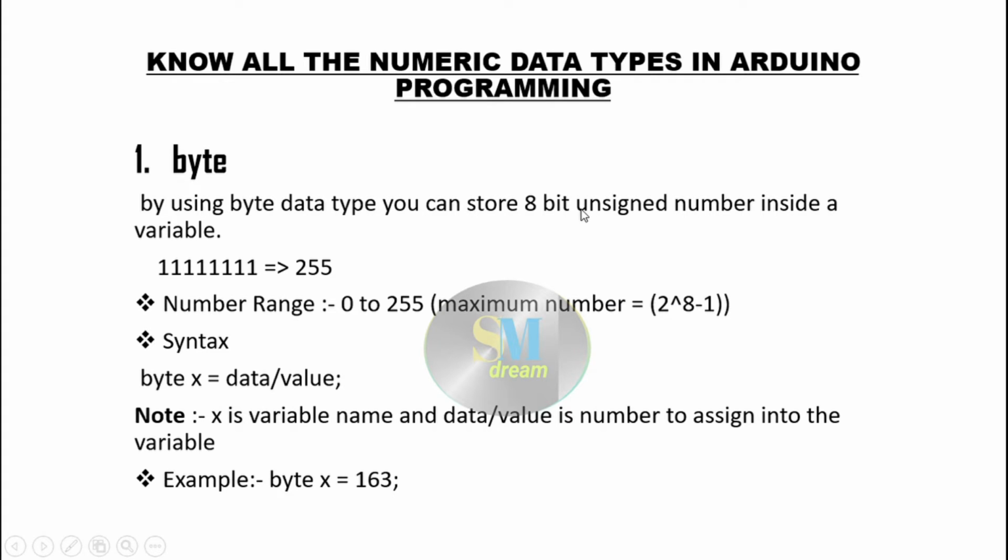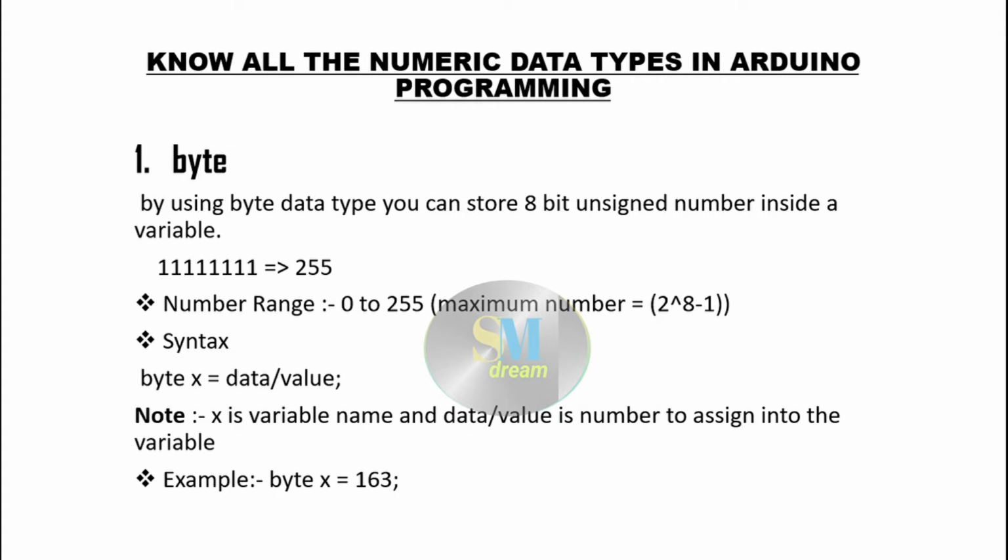Here you can see unsigned. What do we mean by unsigned? Unsigned means only positive numbers. So the minimum number is 0 and the maximum number is 255, and there is no negative number. That means we declare it as unsigned. Suppose you want to use 256. At that time you can't use byte, and you need to look at another data type.